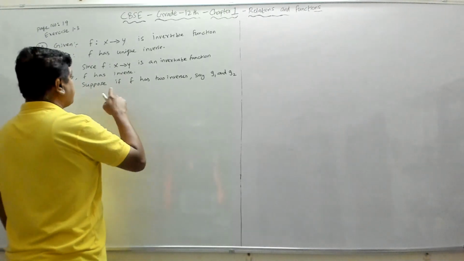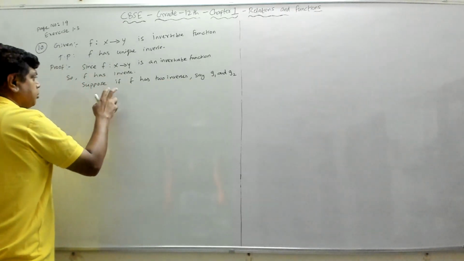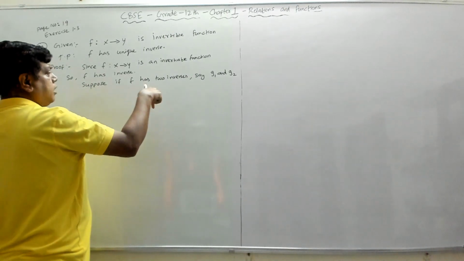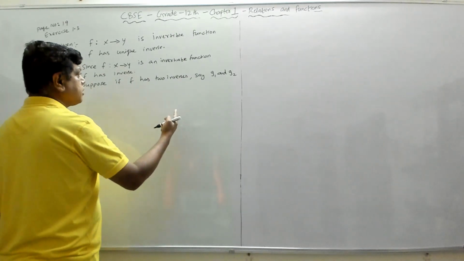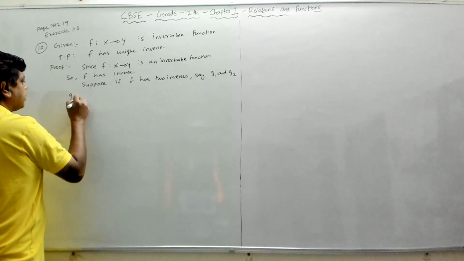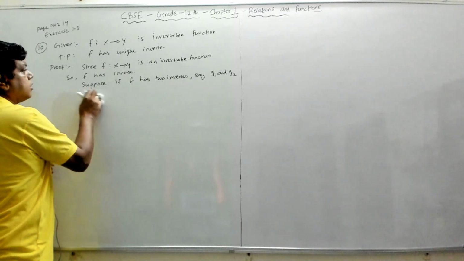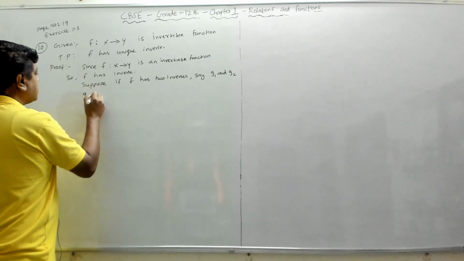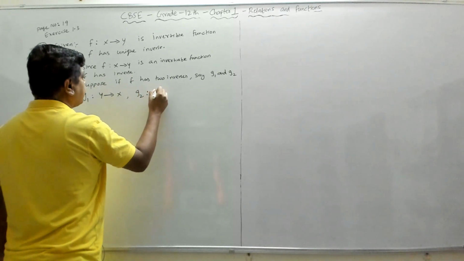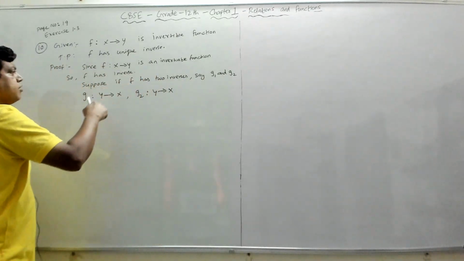So since, suppose f has two inverses, say g1 and g2, then as per the definition of the inverse, we call g1 the inverse of f, right? So your g1 function will be from the set Y to X, and g2 is also from the set Y to X. Right, because we are saying g1 and g2 are inverses of f.